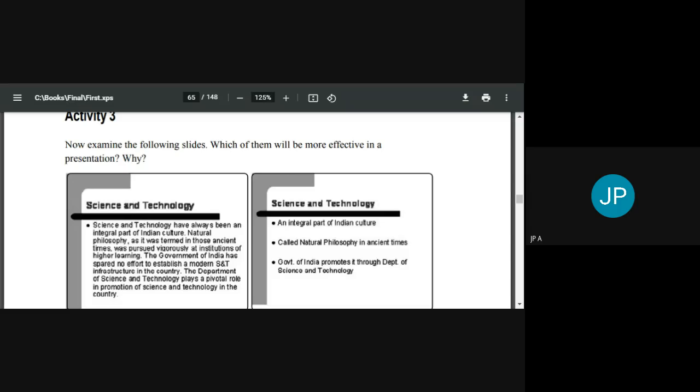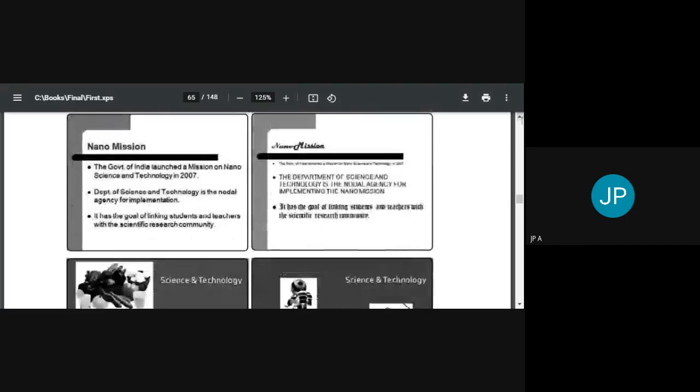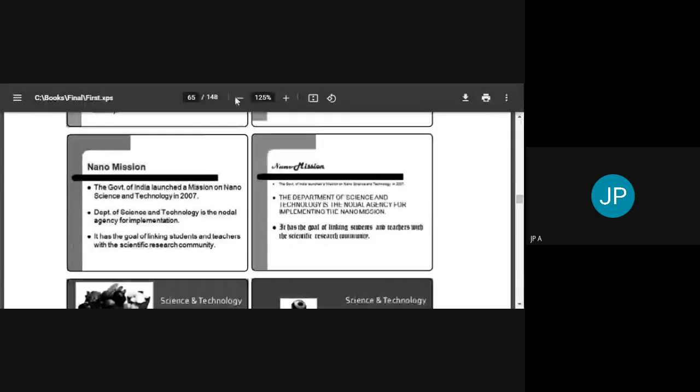So that is why the second one is more suitable. Okay, next let us now look at some other kind of thing. These two slides on the nano mission, which is clear? First slide is clear. First slide is clear. Yes, very good. So many responses are there.